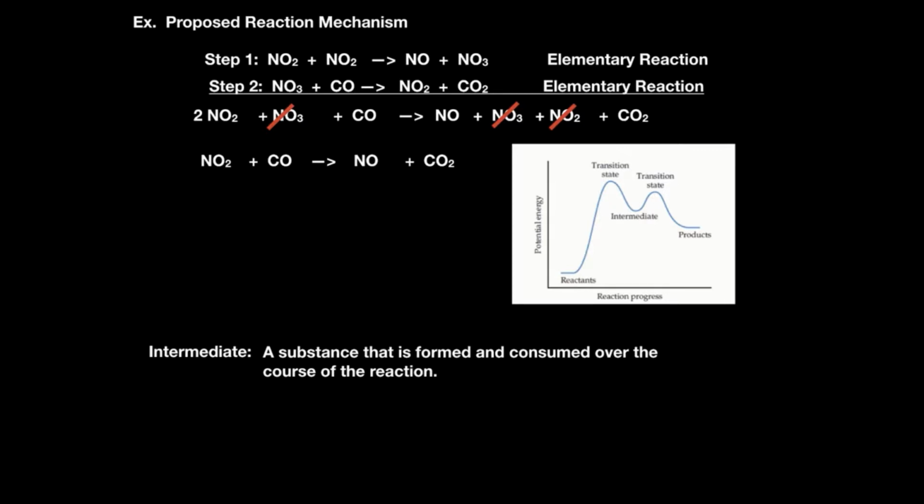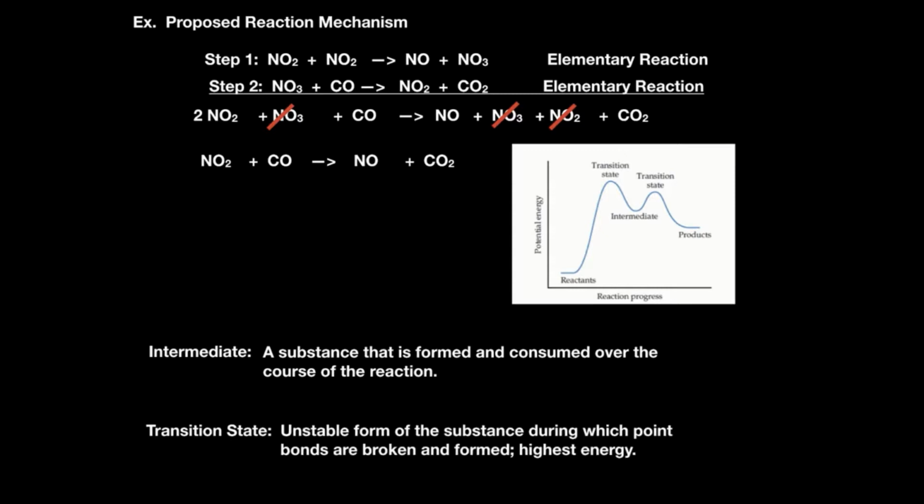Now, if you notice on that graph, the other thing that you have is your transition state. We will never be working with the transition state. I just want you to be aware of what it is. The reason why we never work with it is because it's an unstable form of that substance. During that state, bonds are going to be broken and then formed. And the reason why we never work with the substances in the transition state is because they're so high in energy that they are not going to last long enough for us to be able to isolate them, whereas we can isolate an intermediate if we need to.